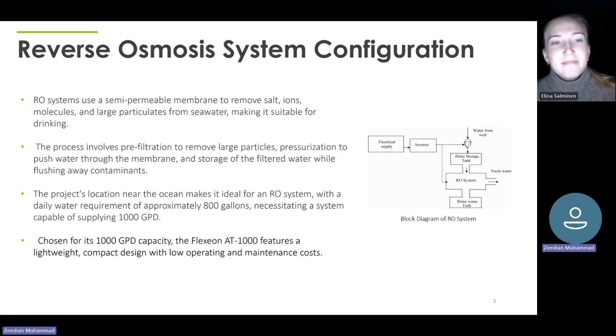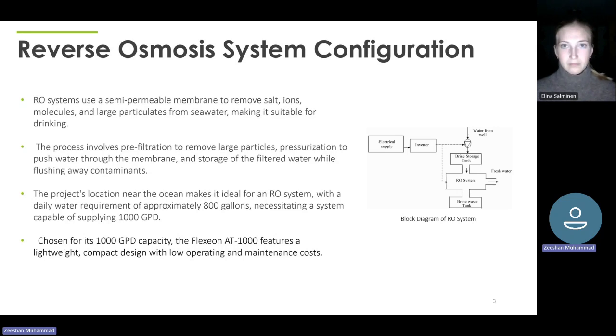So I will now explain a little bit about the reverse osmosis system configuration. The reverse osmosis system starts with a semi-permeable membrane, which aims to remove all the salt, ions, molecules, and large particulates from seawater, making it suitable for drinking. It might not have one membrane; there might be multiple stages of membranes involved so that at the end stage we get the pure fresh water.